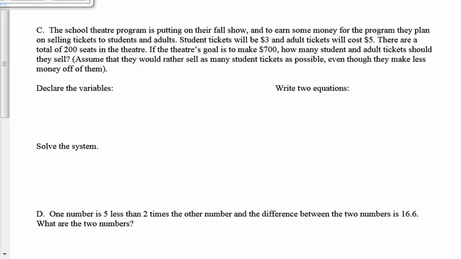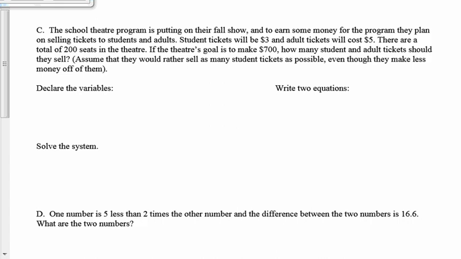All right. The next one says that the school theater program is putting on their fall show, and to earn some money for the program, they plan on selling tickets to students and adults. Student tickets will be $3 a piece, and adult tickets will cost $5 a piece. There are a total of 200 seats in the theater. If the theater's goal is to make $700, how many student and adult tickets should they sell?